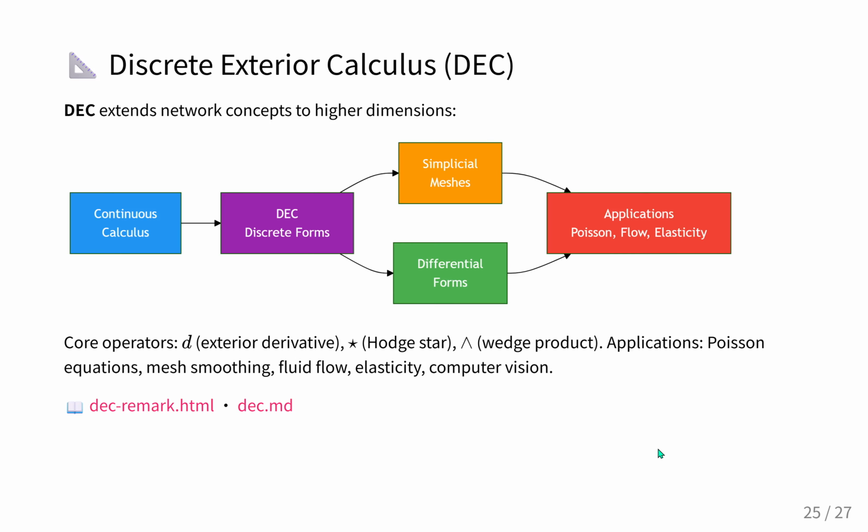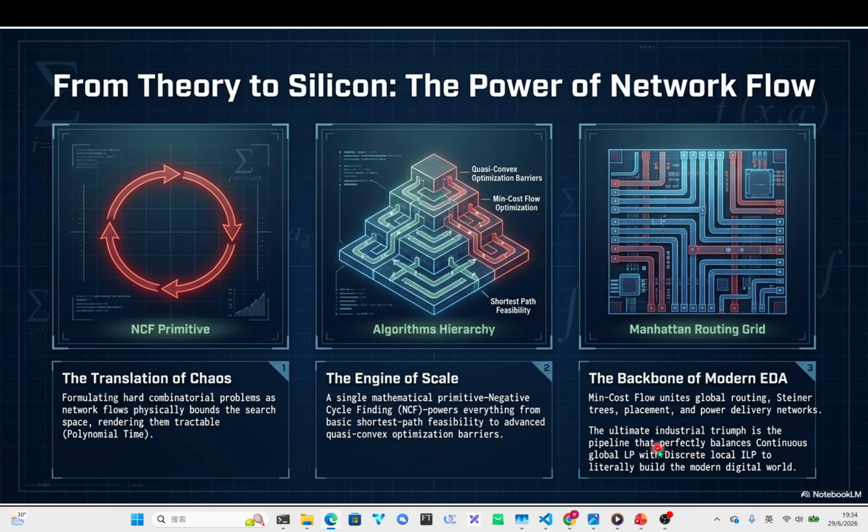So wait, by applying these operators, the exact same negative cycle finding engine used to route a microscopic wire on a 1D graph can be mathematically mutated to model flows across 2D surfaces or even 3D volumes. Yes. Building on that, it means you can use network optimization to solve problems in 3D fluid dynamics, elasticity of materials, or even computer vision.